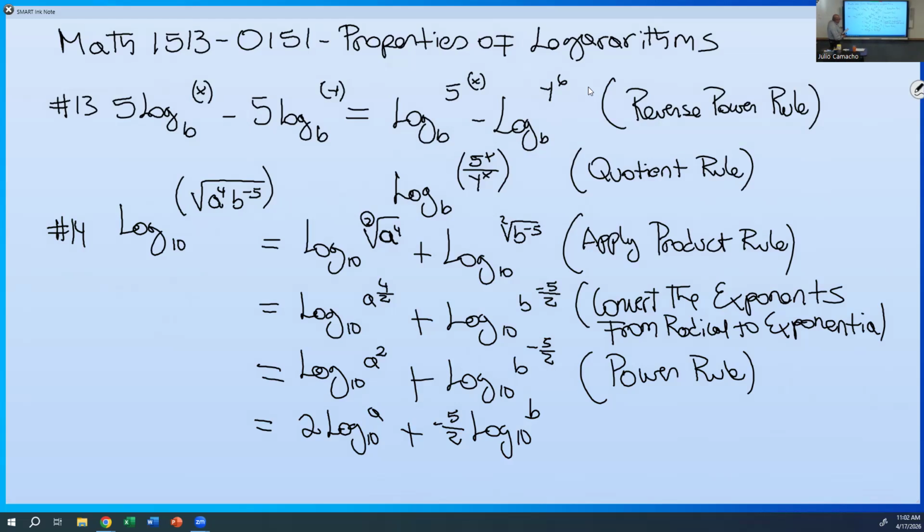As you can see, we have applied three steps. First of all, we applied the power rule. Then next, what we did is convert the exponents from radical to exponential form. And then finally, we use the power rule to simplify the expression.